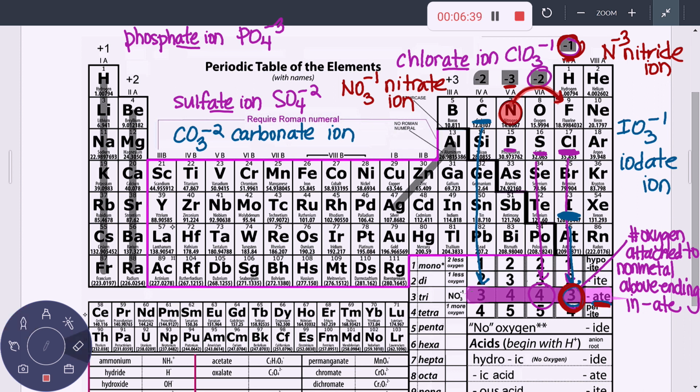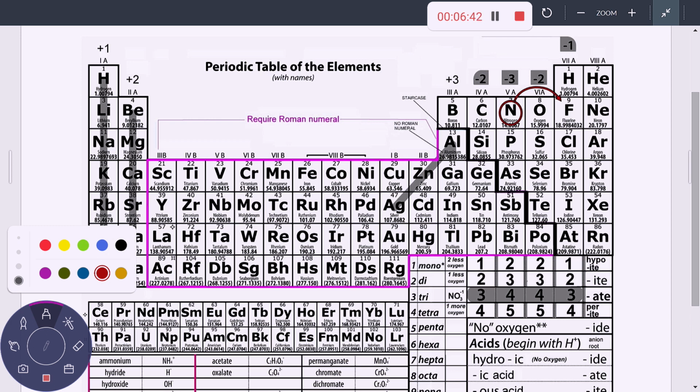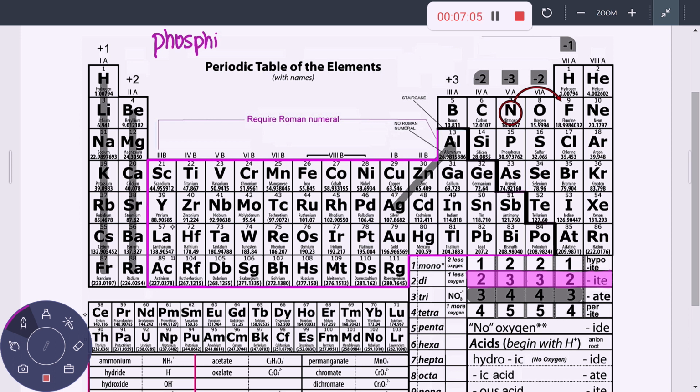Okay. So when we're looking at the ites, which are the row above the 8s, this is 2, 3, 3, 2. These would be the number of oxygens for the polyatomic ions ending in ite. Okay, so if I have something like the phosphite ion, it's phosphorus, you would come down here to the ite row, so PO3 -3 would be the phosphite ion.